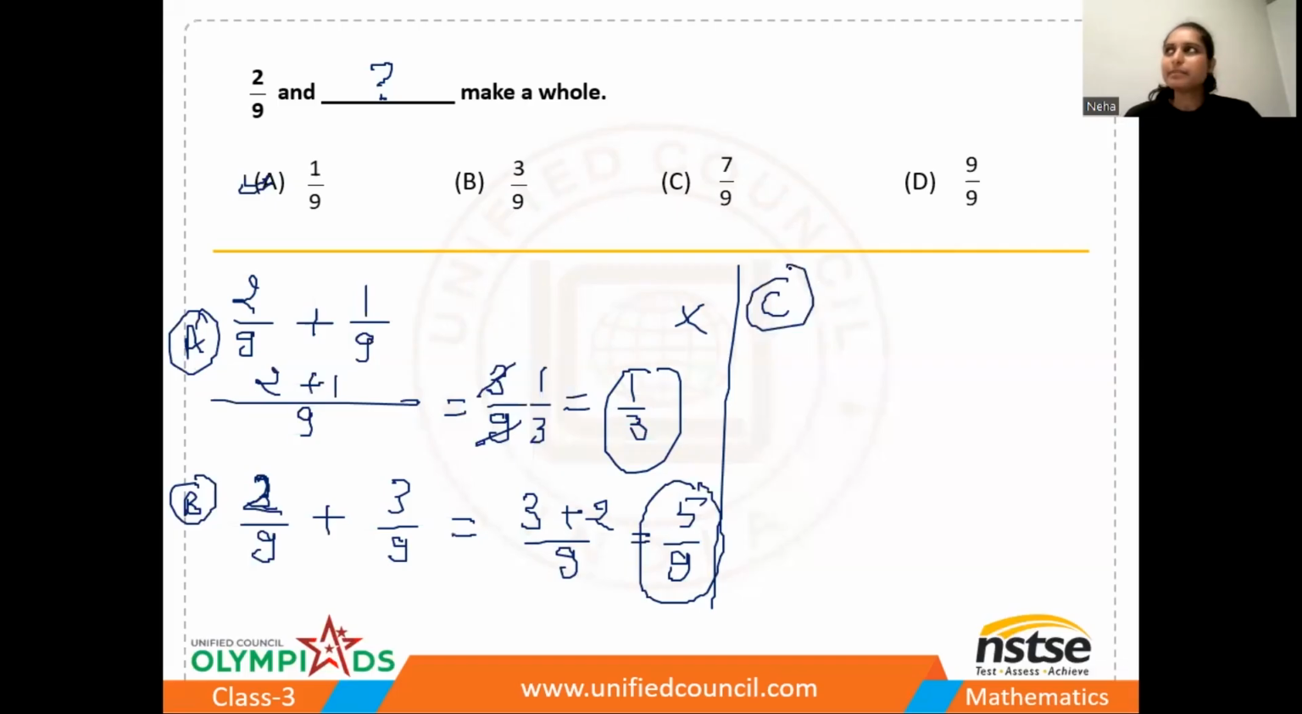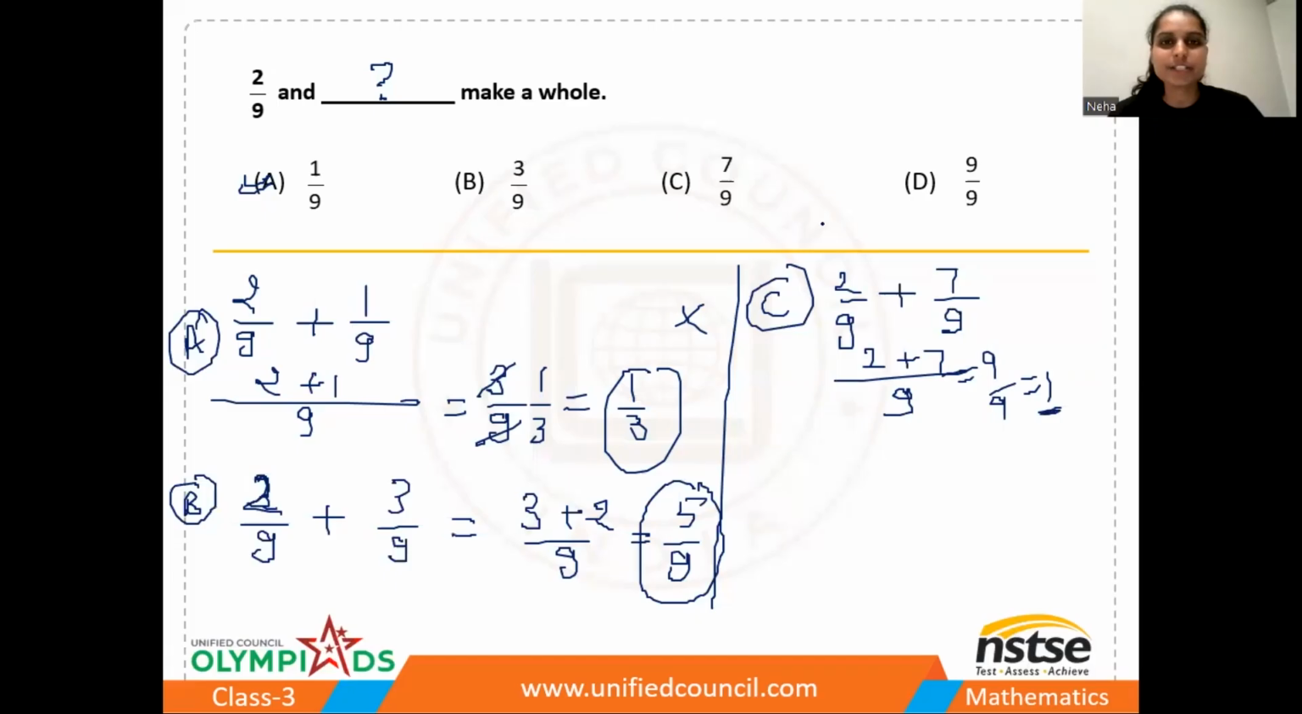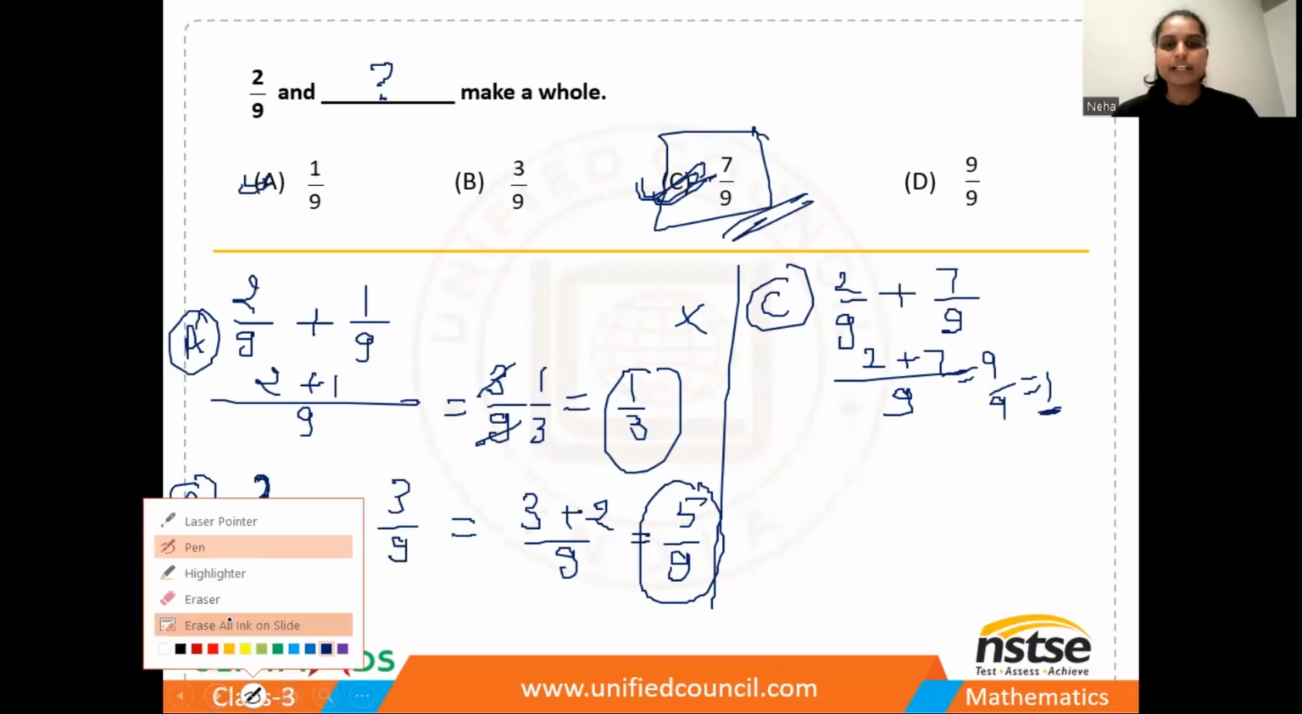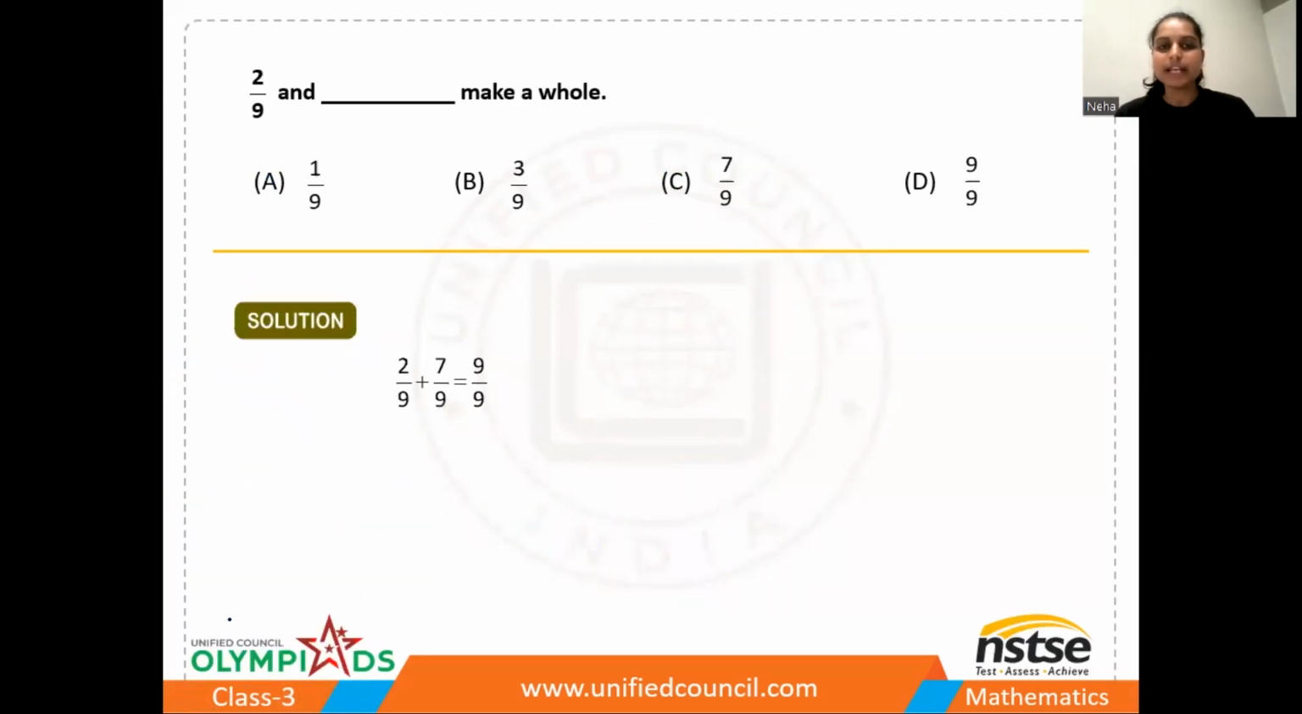Now let me go with option C. So option C is 7 by 9. So it becomes 2 by 9 plus 7 by 9. Again the LCM is 9. This is 2 plus 7, yes, this is 9 by 9, which is equal to 1. And yes, my dear students, 1 is the whole number. So I can say that yes, 7 by 9, that is option C, is your correct choice. This is your right choice. Perfect. Let me show you the solution. 2 by 9 plus 7 by 9 is 9 by 9, which is equal to 1, which is a whole number. That's it.